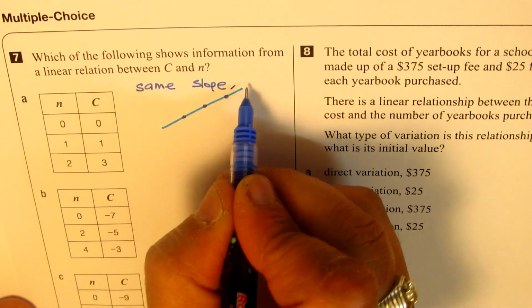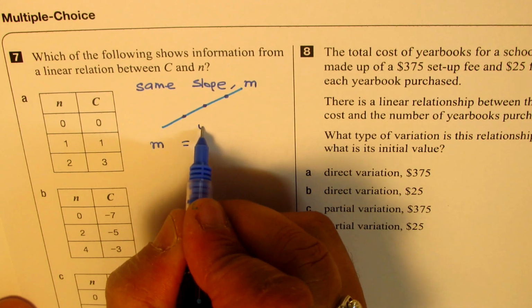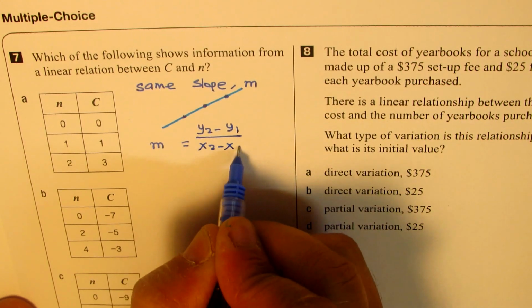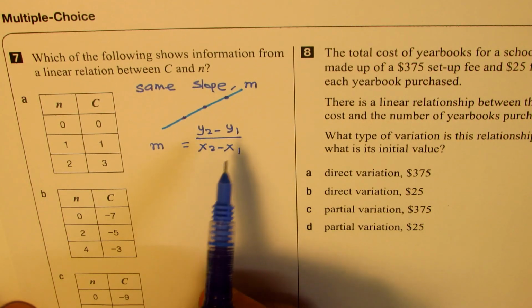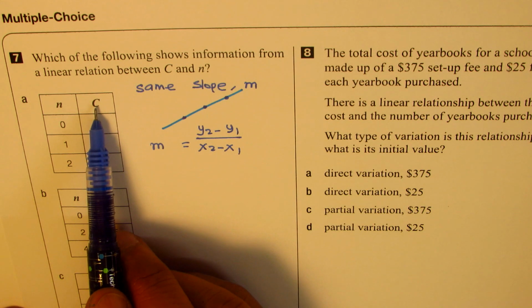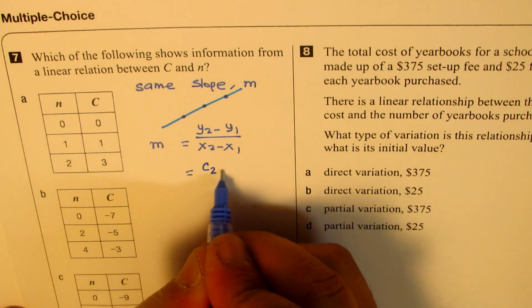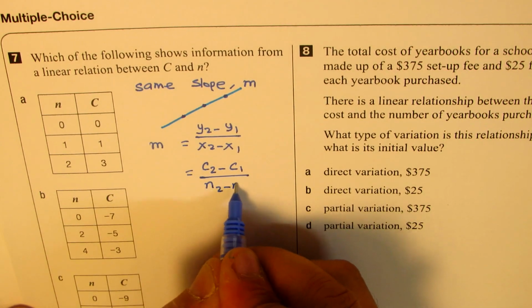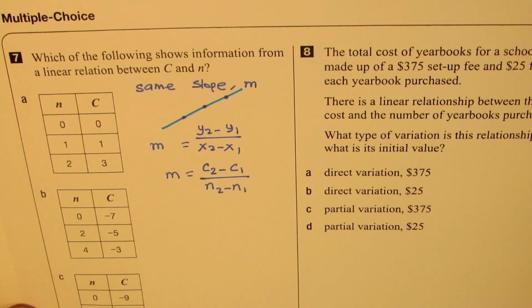And what is slope? Let me say M is my slope. We find slope M as y2 minus y1 over x2 minus x1. So we have to compare these values. Now in our case, y values are the c values and the x values are the n values. So we can write this as c2 minus c1 over n2 minus n1 will give us the slope. Is that clear to you? Right? So that is how we are going to find the slope.